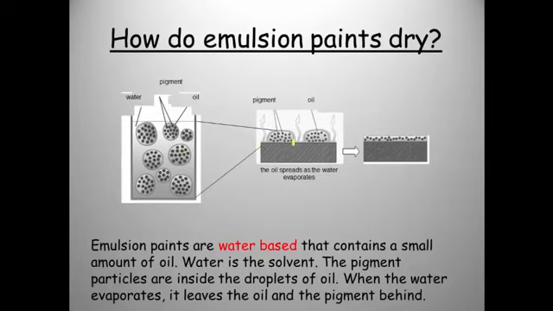Now, when you spread it onto the surface, what's going to happen is that instead of a solvent evaporating, which is the normal chemical solvents, water as the solvent is going to evaporate instead. And just like before, it's going to leave the oil, which is the binding medium, and the pigment behind. So emulsion paints, the key thing is that they are water-based. Small amount of oil, water is the solvent, and the pigment's inside the droplets of oil. When the water evaporates, it leaves the oil and the pigment behind.